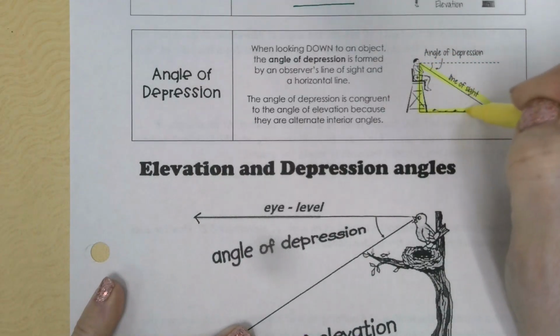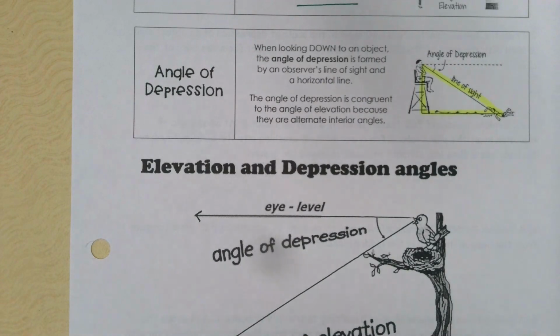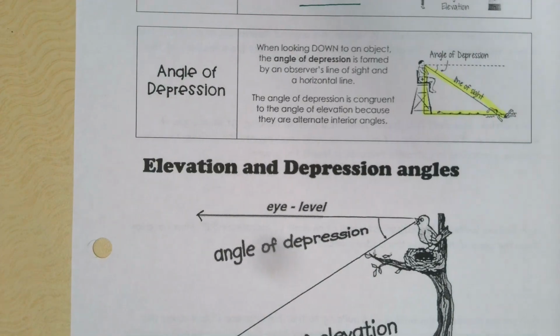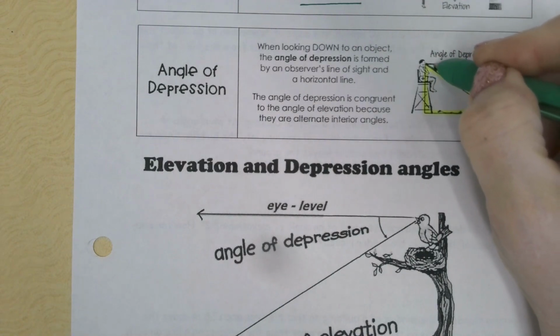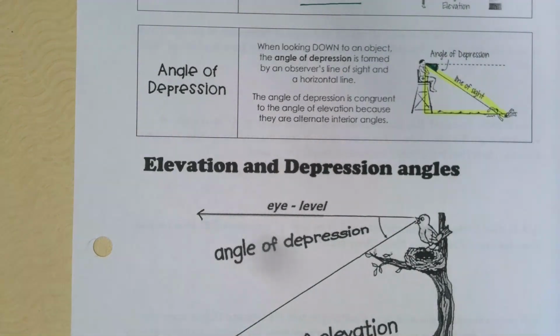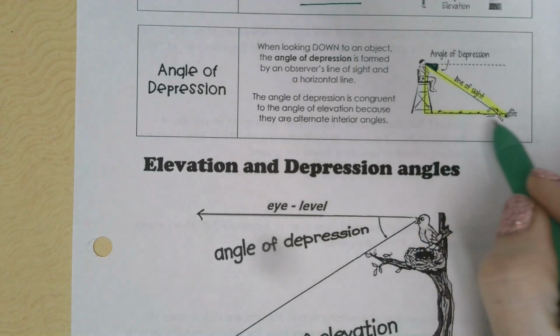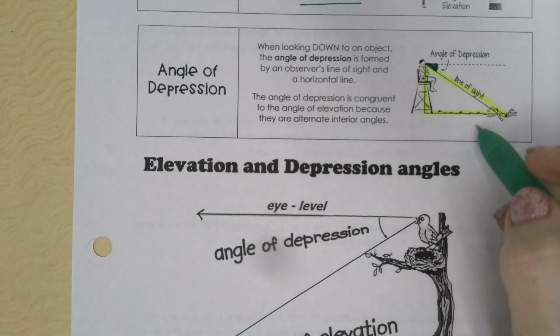Here's my triangle. Where is that angle of depression located in relationship to the triangle? It is not on the inside, it's on the outside. This is the angle of depression, okay? Because I highlighted the triangle in yellow, the right triangle in yellow.